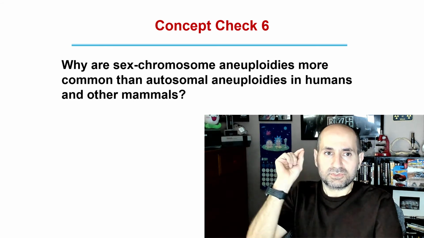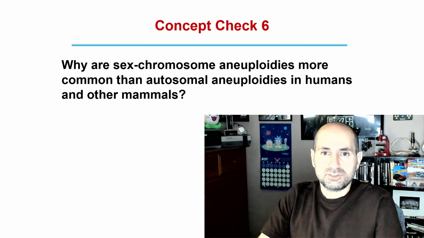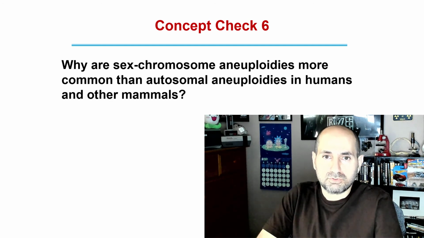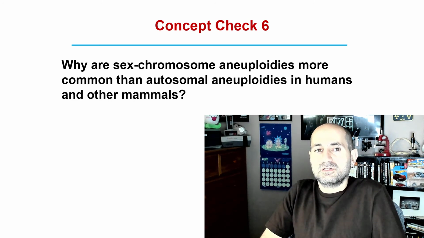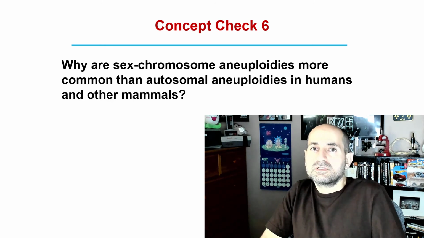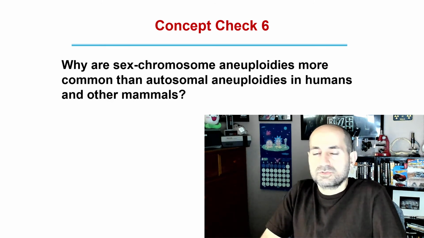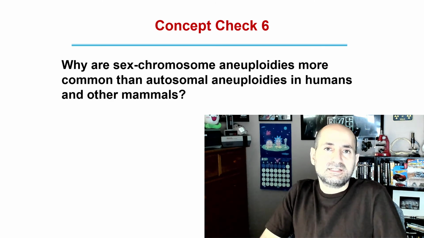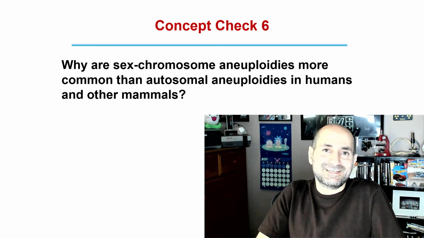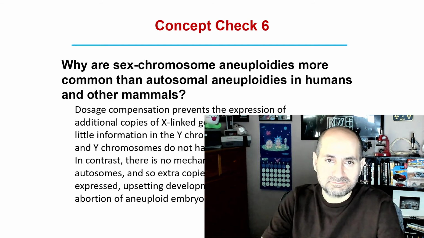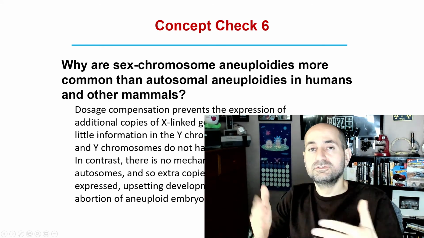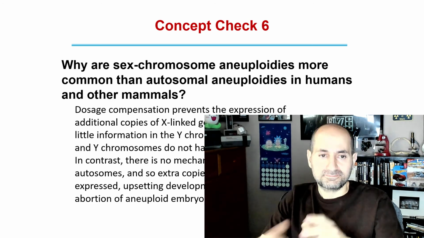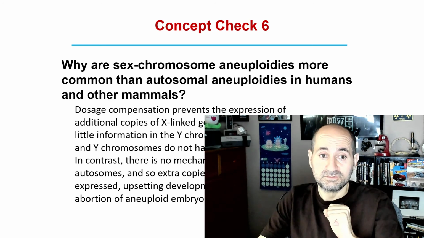So concept check number 6. Why are sex chromosome aneuploids more common than autosomal aneuploids in humans and other mammals? Well, we touched on this, didn't we? You can have sex chromosome aneuploids. You can have 3 X chromosomes, 4 X chromosomes. You could have all kinds of X chromosomes, and that's not really going to affect you, because remember, all of the X chromosomes get silenced except 1. So because of that, you're not going to have deleterious effects. But the autosomal chromosomes, you don't silence extra copies of. And that's going to lead to dosage effect, right?